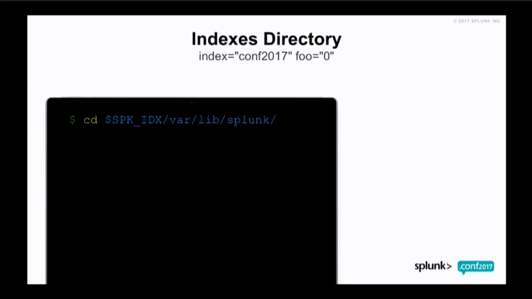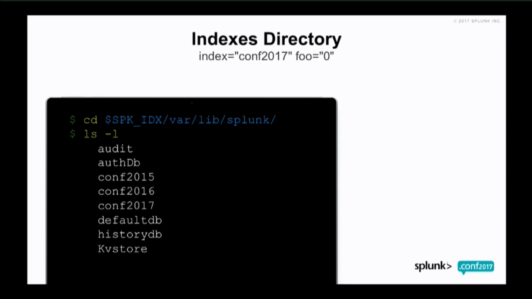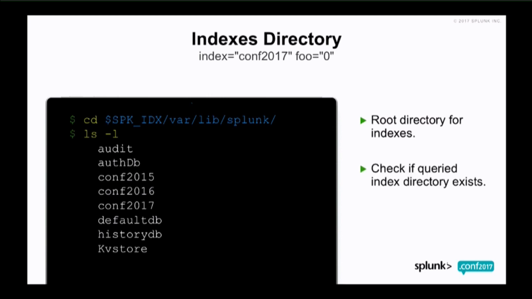So in Splunk index, under var/lib/splunk, we arrive at the indexes directory. This is the root directory where all your indexes on that indexer are stored. So the first thing we're going to do is check if the index that we queried has a directory that exists. So in our case, we searched conf2017, and we can see that that directory does indeed exist.